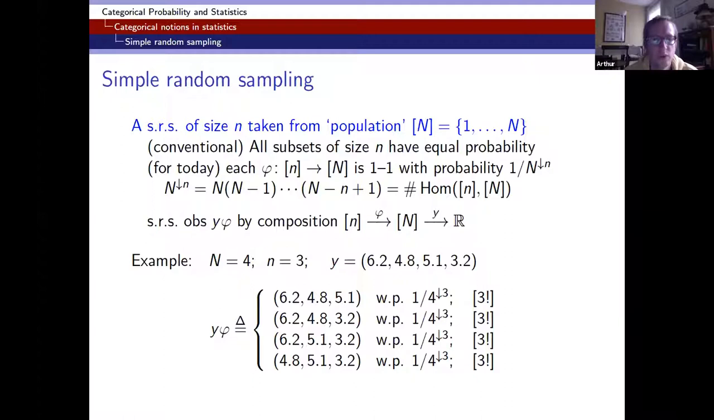Yeah, that's a good question, and I'm going to oscillate from one interpretation to the other. So when I talk about the category of injective maps, I will mean that there are this many maps from n to N, they're non-random. When I talk about the category of simple random samples, those will be aggregated into a fuzzy map, if you like, so that there's only one map. One simple random sample is a stochastic map.